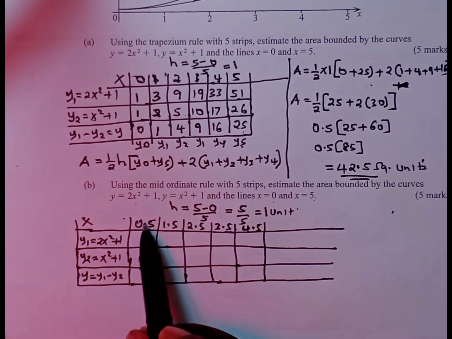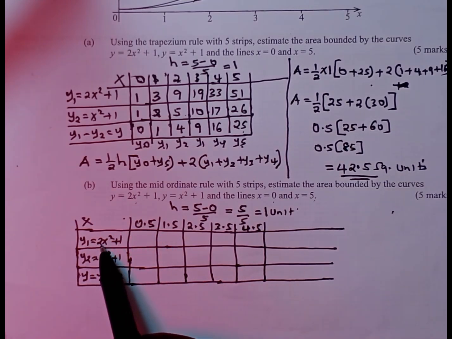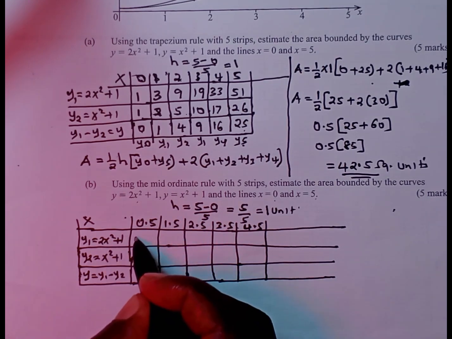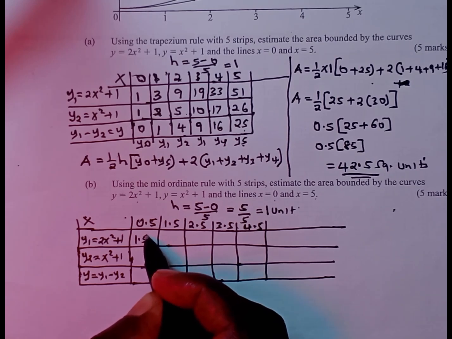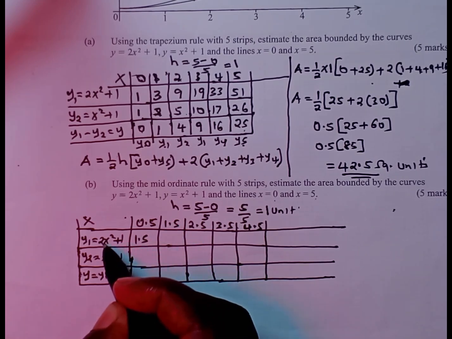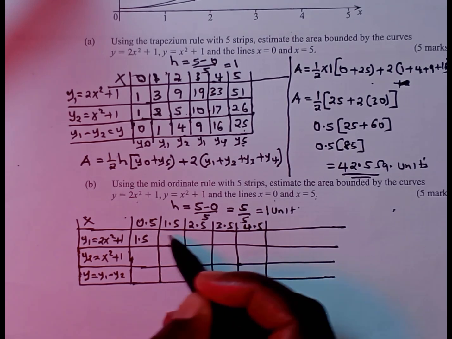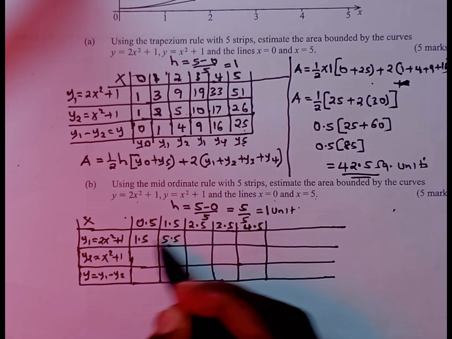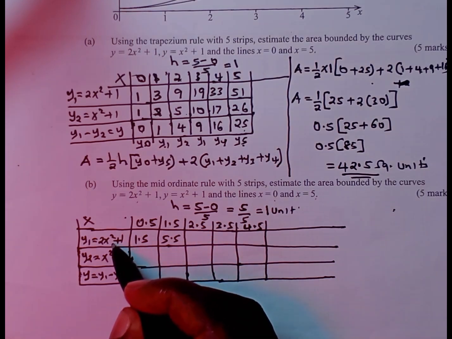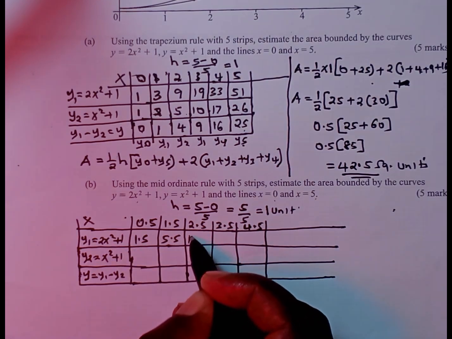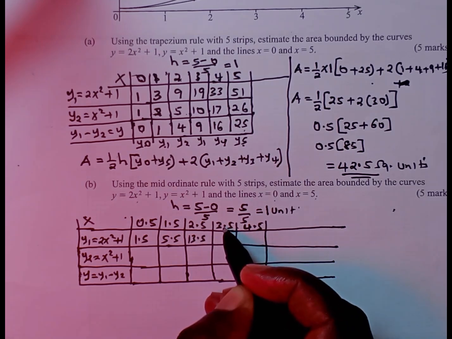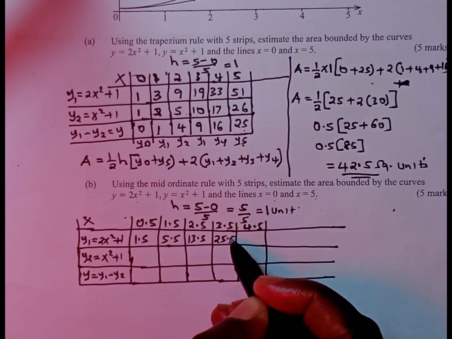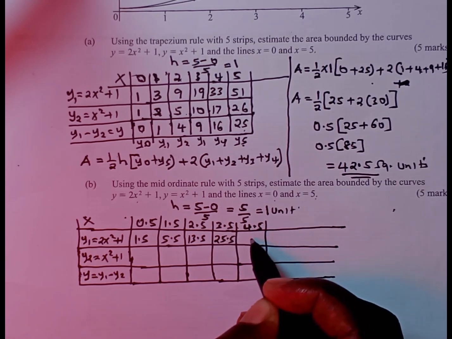And that is our last value of x. Then now you substitute 0.5 back in this equation. So when you substitute 0.5 in equation 1, you are going to get 1.5. Then 1.5 substituted in y1 will give us 5.5. Then when we substitute 2.5 into the equation of y1, you are going to get 13.5. Then if you substitute 3.5, you get 25.5. And lastly, for 4.5, you get 41.5.